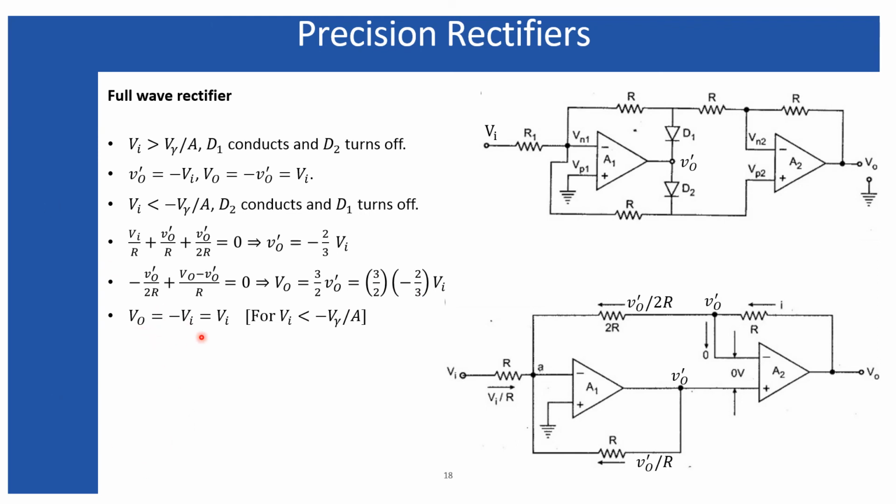But during that time, Vi itself is negative. This negative sign here I am obtaining due to this inverting configuration. So that is why the negative sign of the input voltage along with the negative sign of this configuration is making the total output voltage positive during this part of the input voltage.